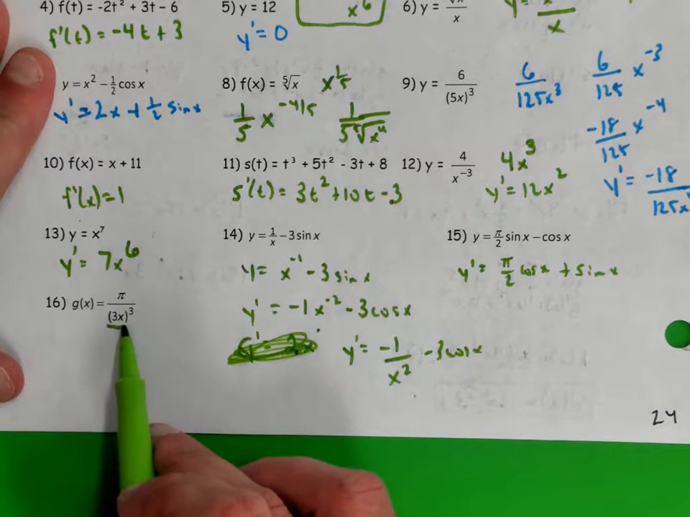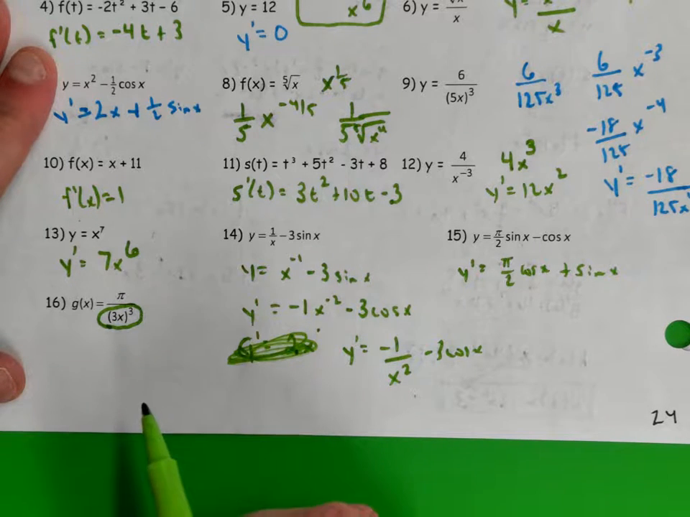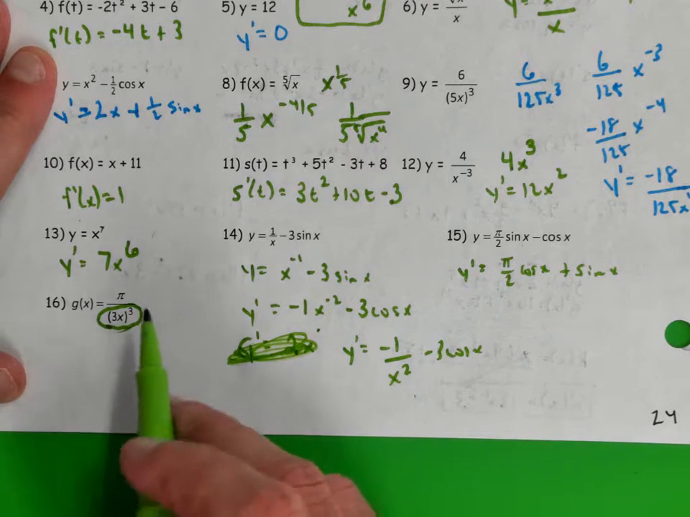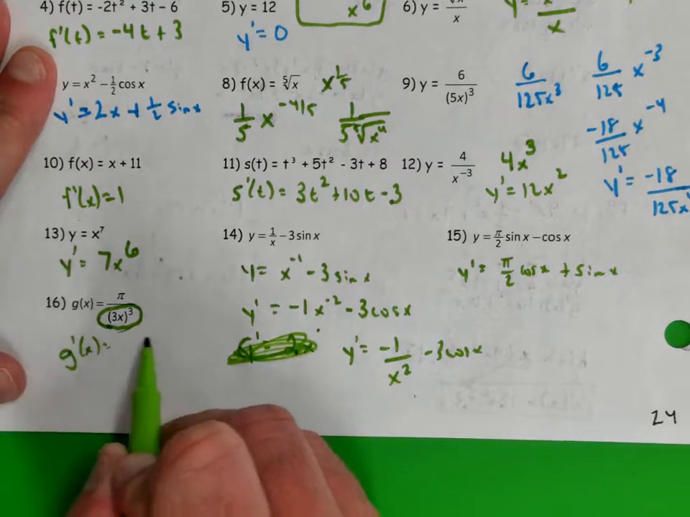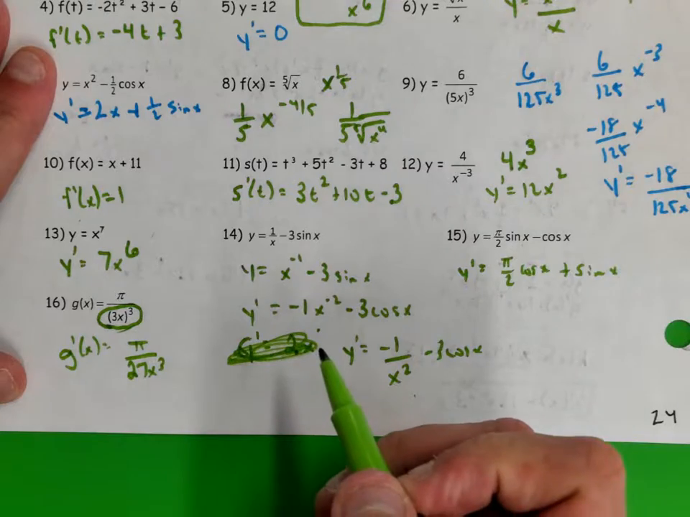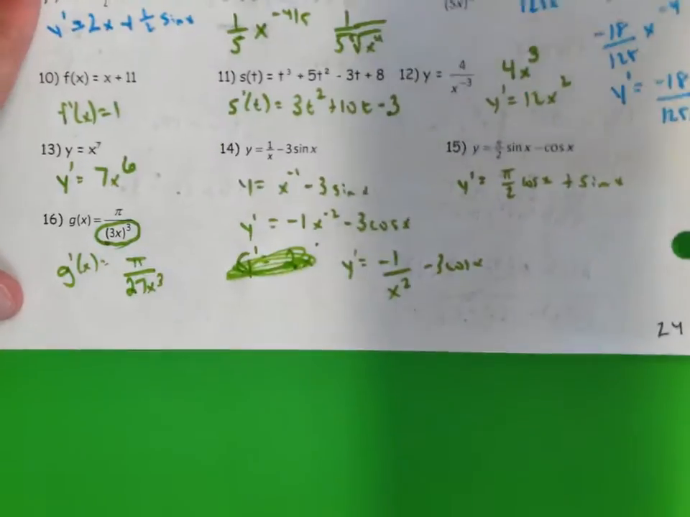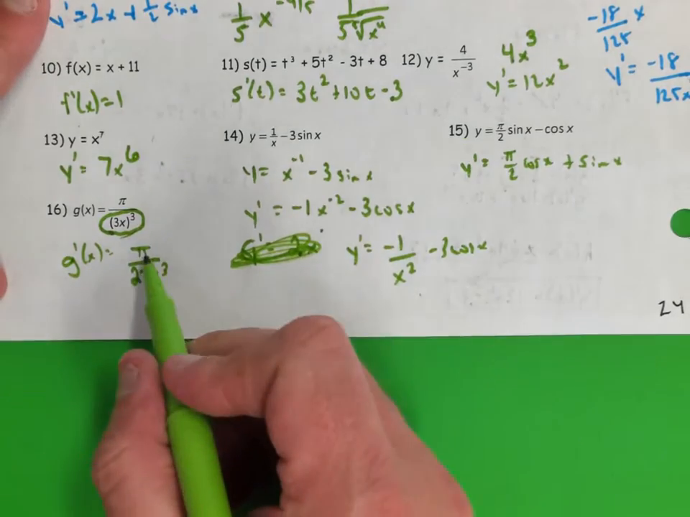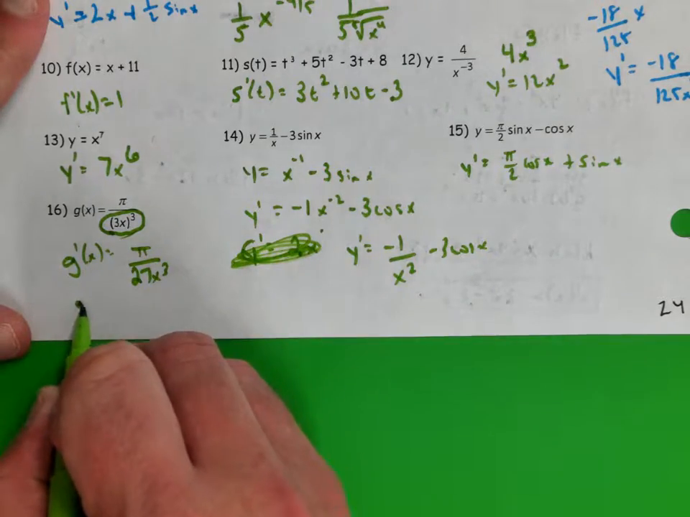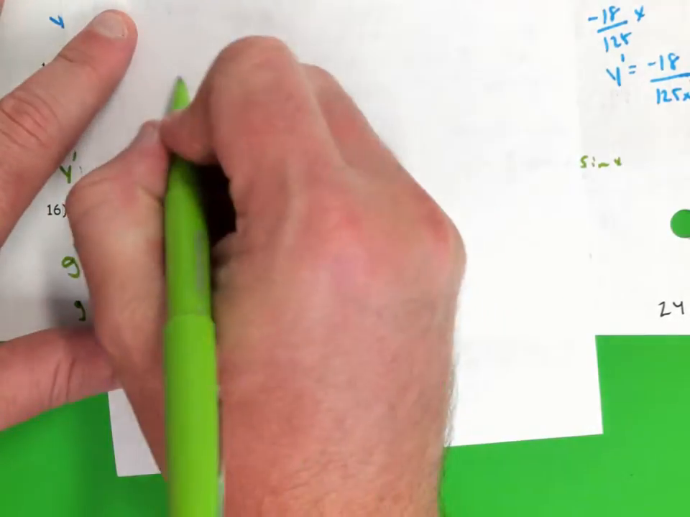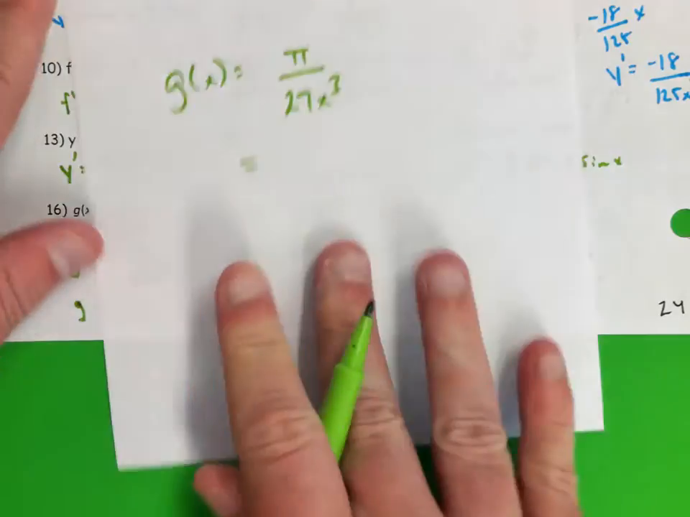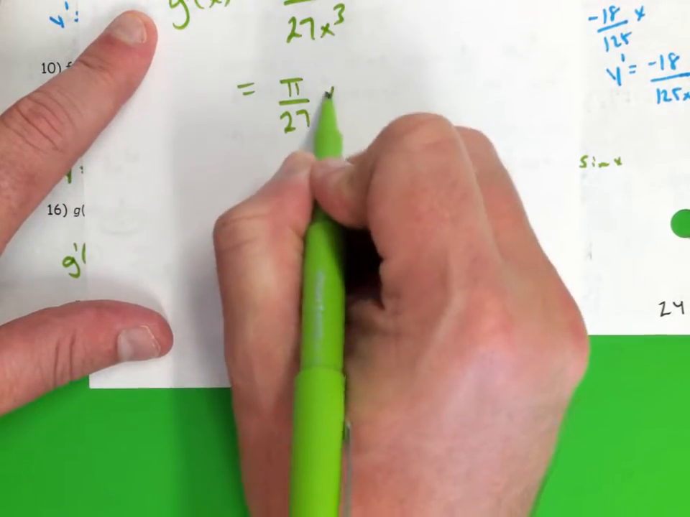All right, number 16. I need to do what with that? Cube it. G prime equals pi over. What's 3 cubed? Now, pi is like a number, isn't it? So I could rewrite that. Let me just move it. So I have this function, g of x equals pi over 27x cubed. I can rewrite that as pi over 27 times x cubed.